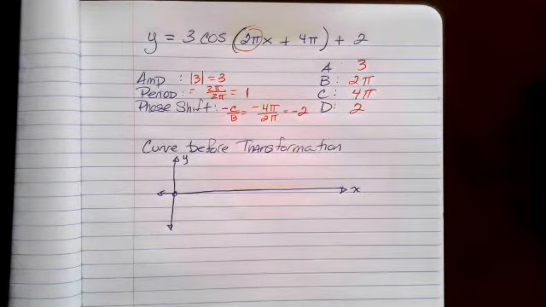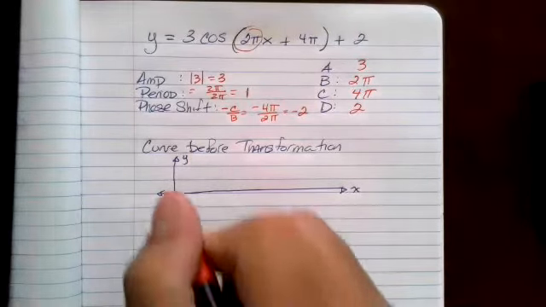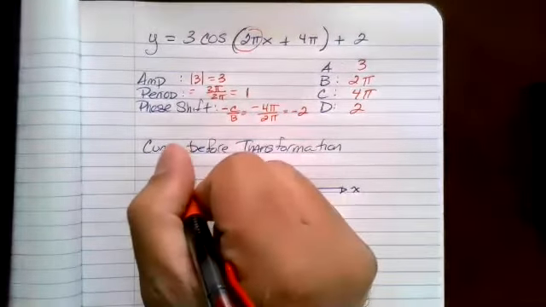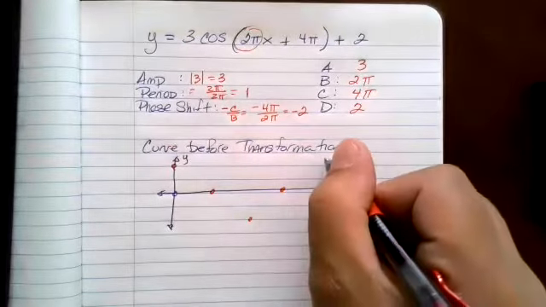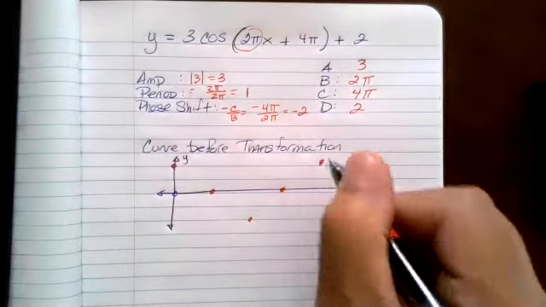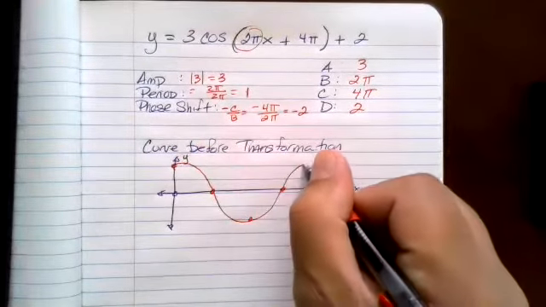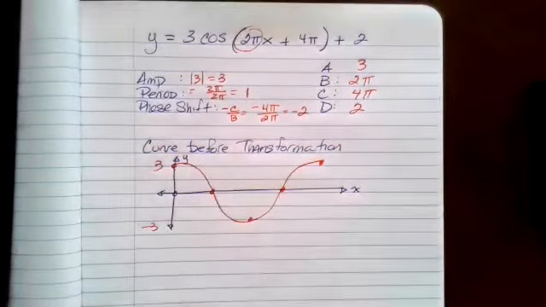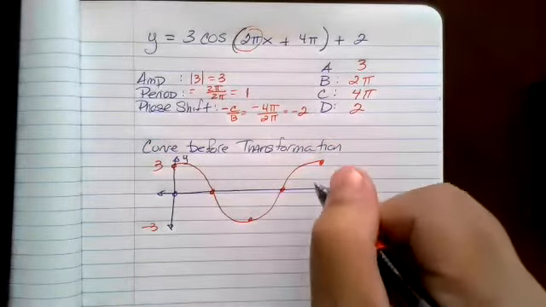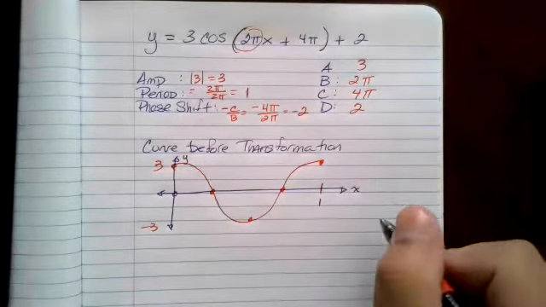So let's take a look at what a basic curve would look like. This is a cosine curve. It's positive. So let's take a look. Before any kind of transformation, we have an amplitude of 3, negative 3. My period is 1, so it ends at 1. So keep that in mind.